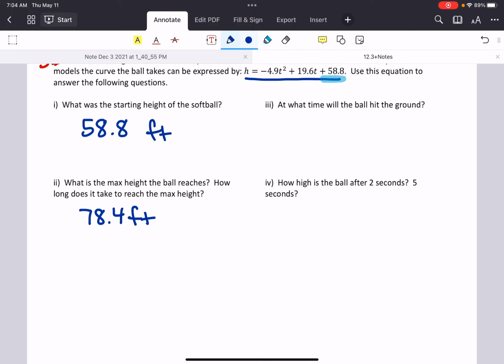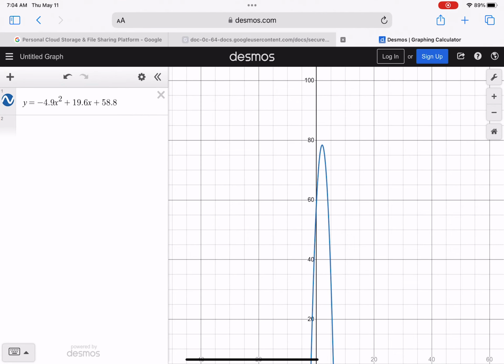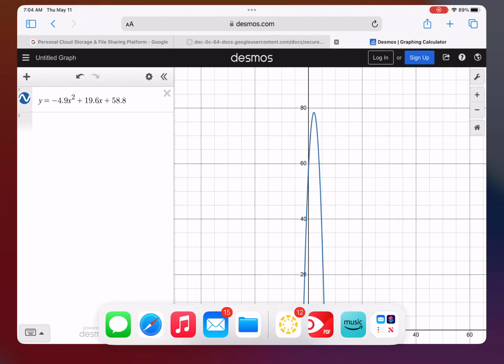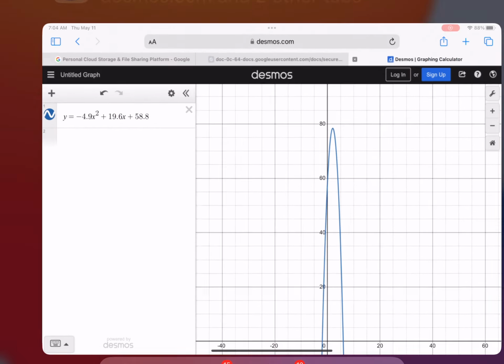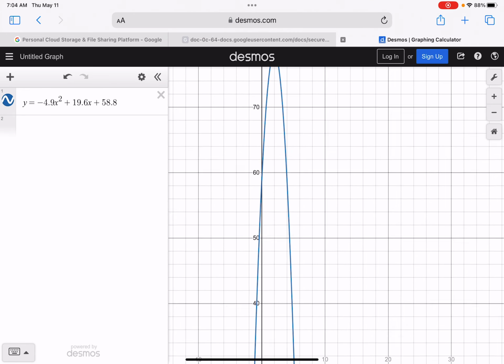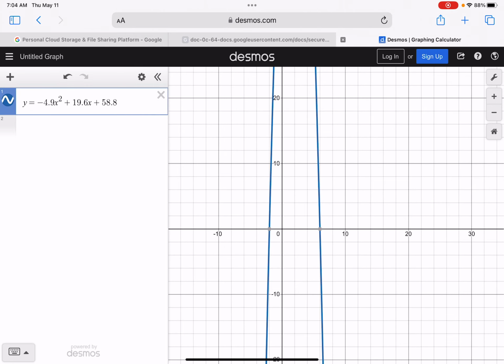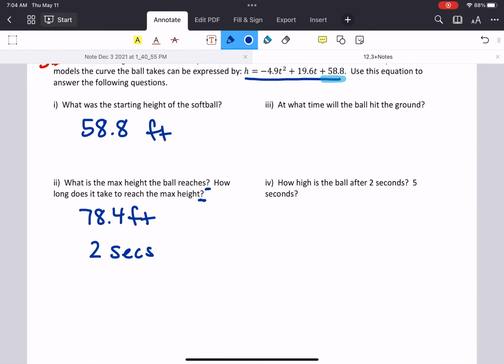How long does it take to reach the max height? Remember that you need to read to make sure you answer all the questions. So I come back here. It takes 2 seconds to get there. We want to make sure that there's 2 question marks. I have 2 answers. At what time will the ball hit the ground? Well, if I come to my graph and I think, okay, she threw the ball and then it hits the ground, here's where it's going to hit the ground. It hits the ground at 6 seconds.